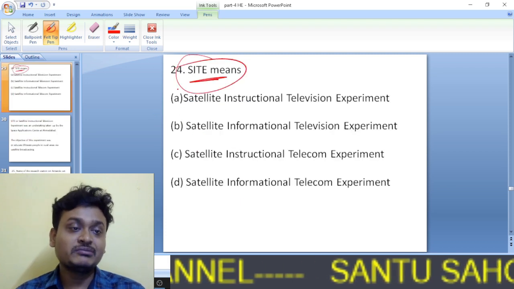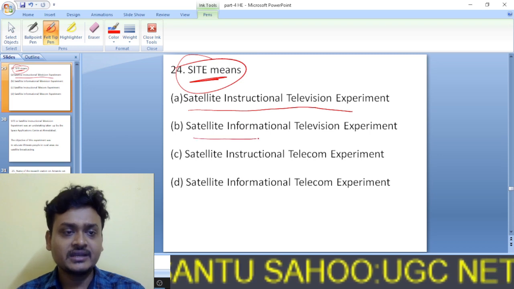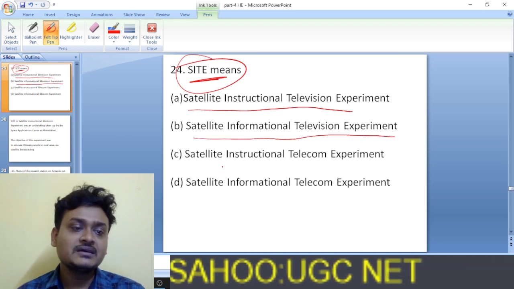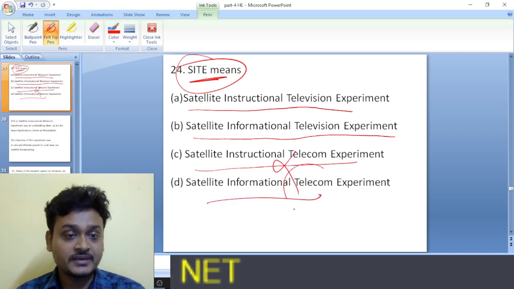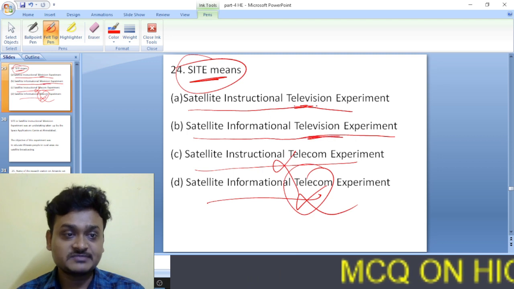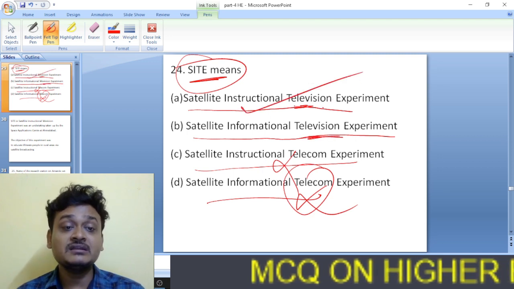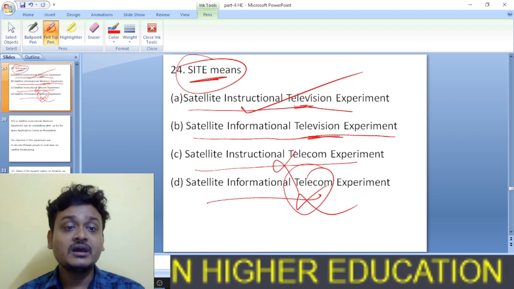What is the full form of SITE? Satellite Instructional Television Experiment, Satellite Informational Television Experiment, or Satellite Instructional Telecom Experiment. It does not deal with telecom experiment. It is about television experiment. So it is instructional television experiment. SITE means Satellite Instructional Television Experiment.